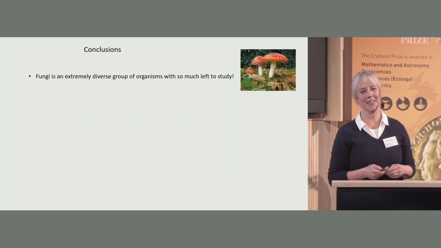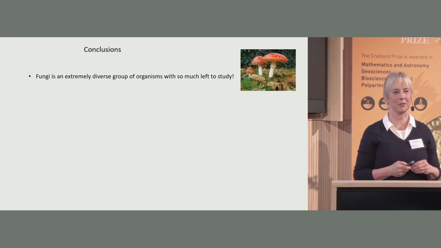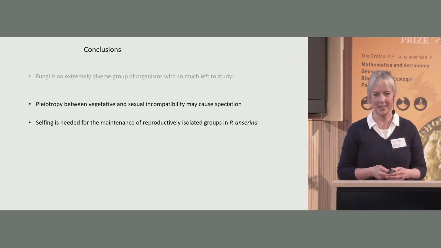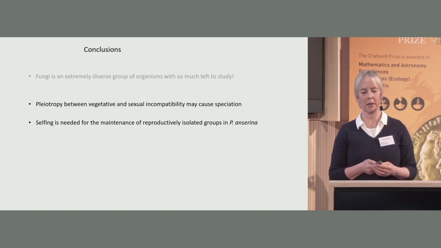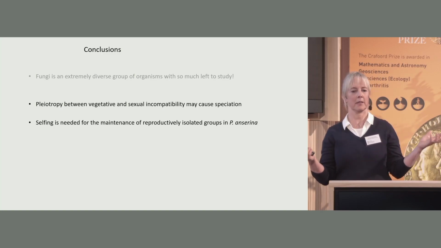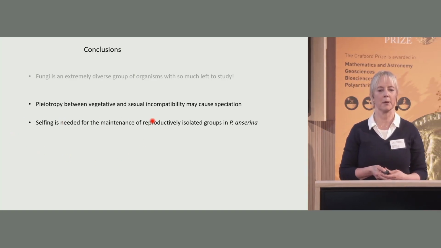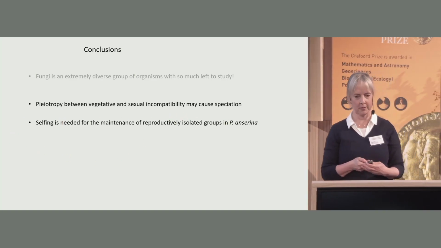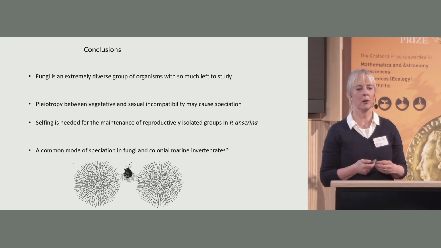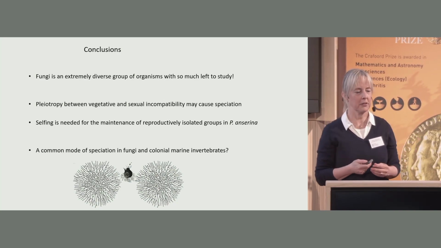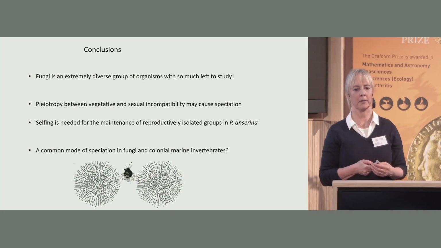The conclusions: fungi are an extremely diverse group of organisms. So much left to study, so many speciation events that we still have to go and look at to see what has been driving them. What we think is that we feel confident in confirming pleiotropy between vegetative and sexual incompatibility that can cause speciation. And in our particular case, we needed a high level of selfing to maintain the reproductively isolated groups in Podospora anserina. And possibly this sort of pleiotropy could be a common mode of speciation in fungi and also in other systems where you have this strong vegetative non-self recognition taking place.